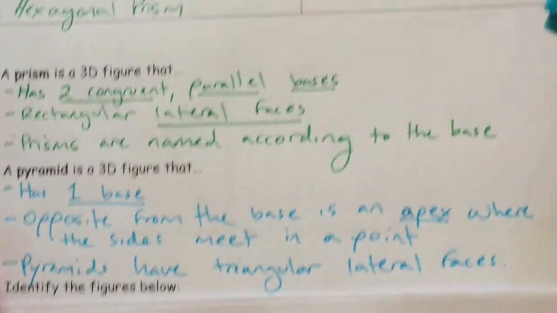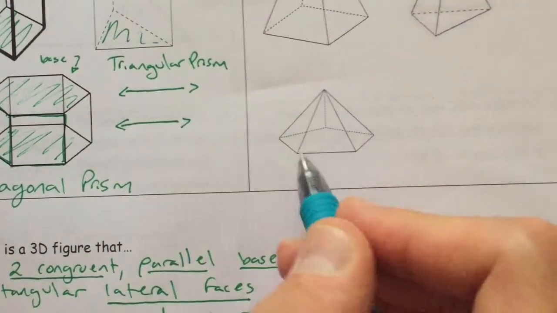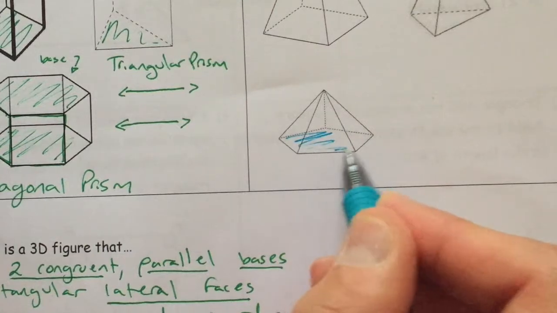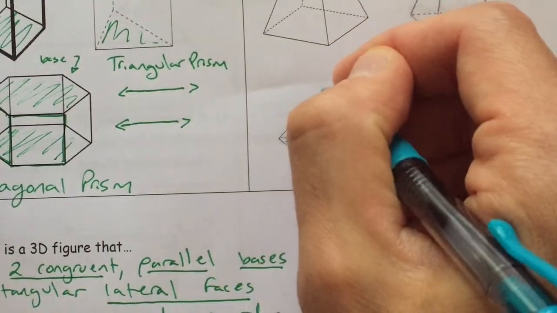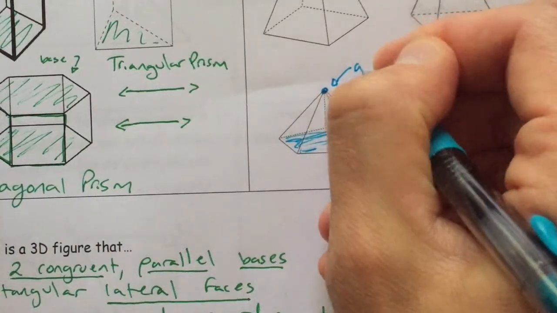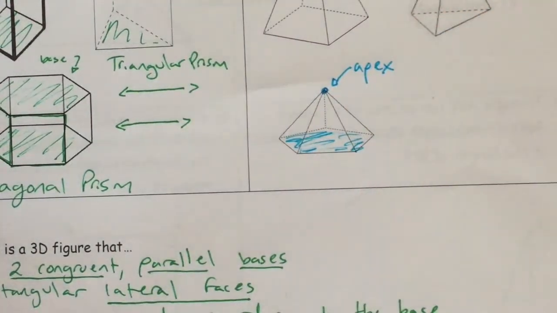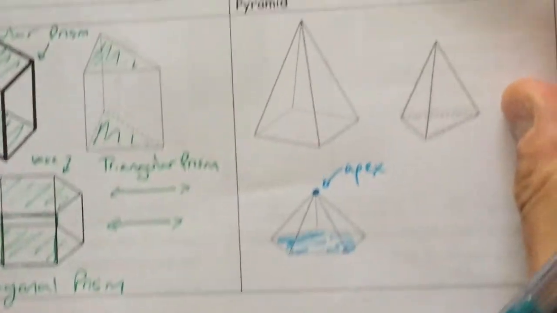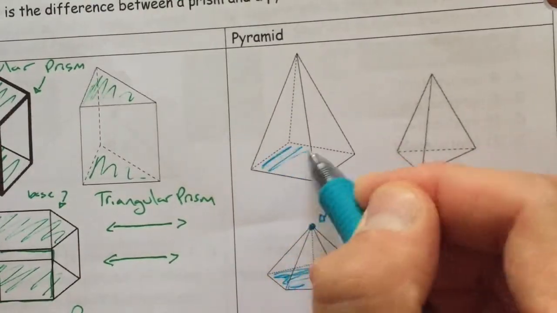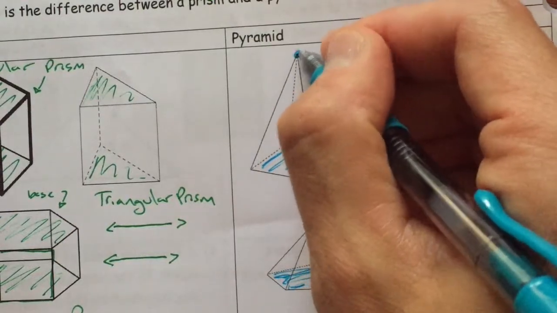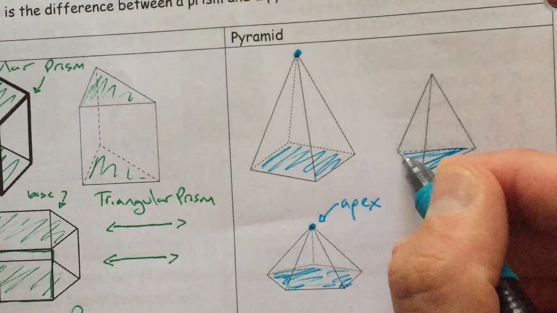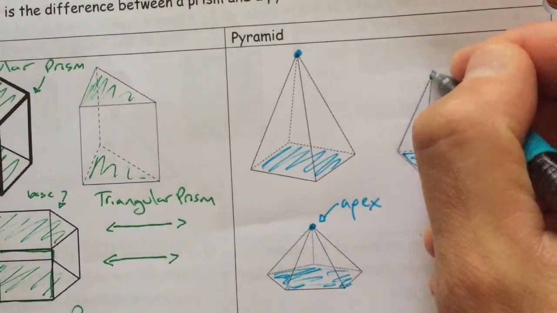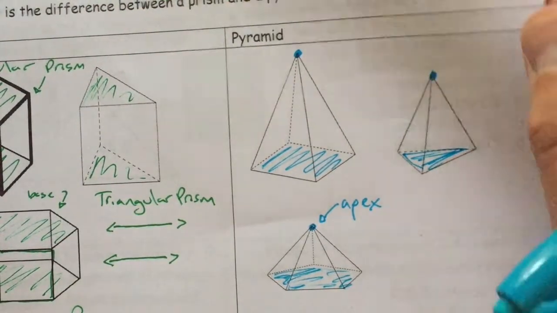Let's look at those figures. This prism has a pentagon for a base. And opposite the pentagon is the apex. That's where all of the sides come together in a point. The other two prisms also have bases. That's a rectangle, and there's the apex opposite. And then here's the base, it's a triangle, and there's the apex opposite.